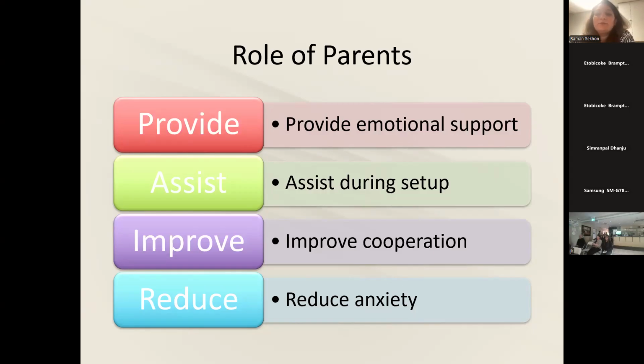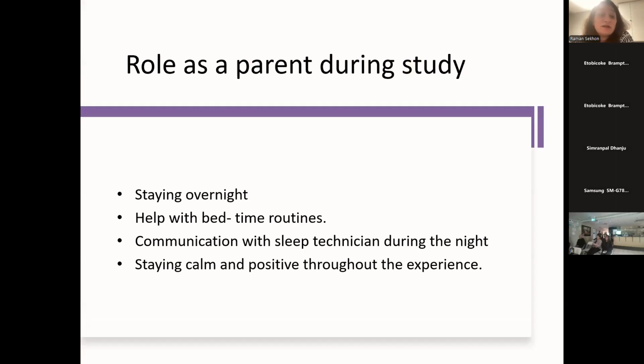Parents can also help improve their child's cooperation while the setup is being done by distracting them and engaging them in conversation, ultimately reducing the anxiety. Therefore, parents are encouraged to stay overnight with their children. They can also help with bedtime routines and assist and communicate with the sleep technologist during the night. Sometimes the parents can let the technologist know that the cannula is out if the technologist is busy with some other patient. So it's of very much help during the night.